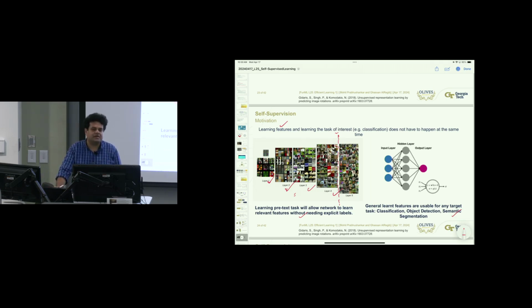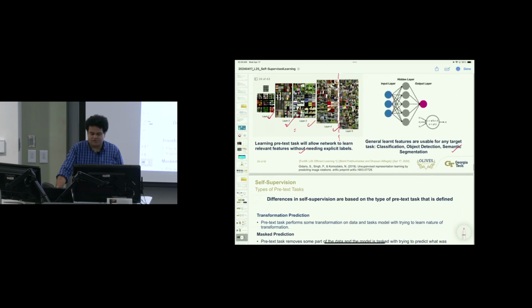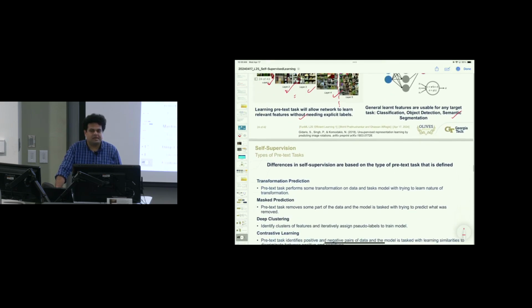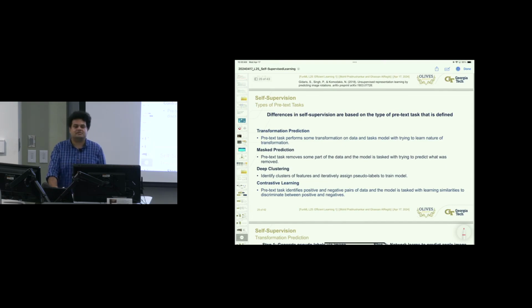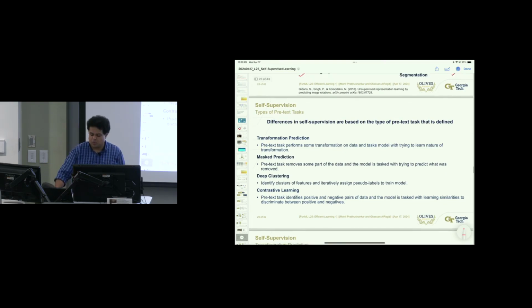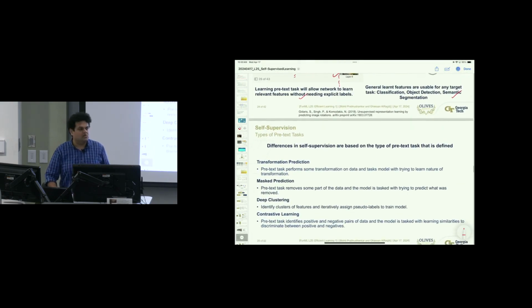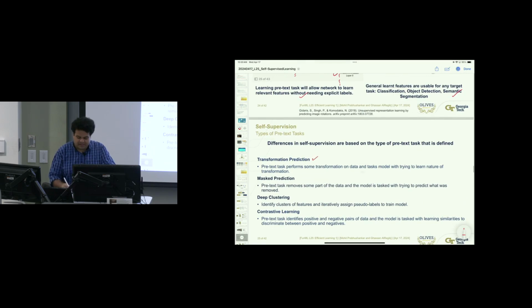Classification, detection, segmentation are some of the things that we have seen across the course of these lectures. Any of those can be constructed based on these pretext tasks. So that's the basic motivation of self-supervision. Any questions before we move on to the different types of pretext tasks? What you saw was just one example of a pretext task. We'll be discussing 4 of these over the next 30-45 minutes.